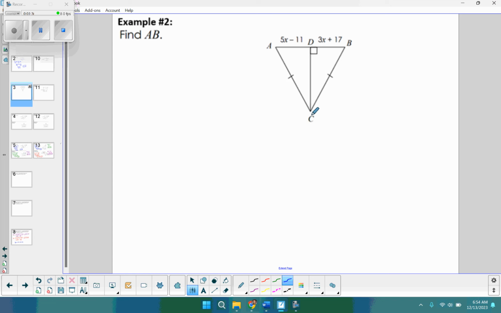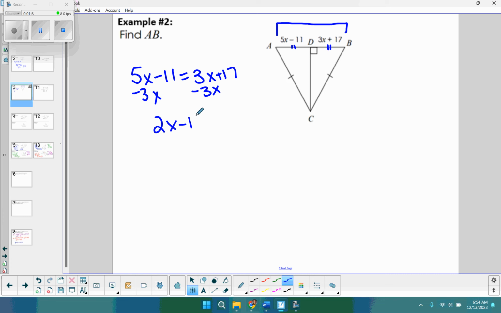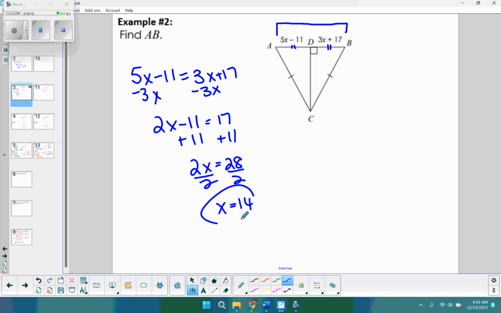Similarly, here I know that C is equidistant from A and B, meaning C is on the perpendicular bisector, which tells me that these are the same. They do want me to find AB when I'm done, so I'm going to start by finding x, and I'm going to plug it into one of them and double it. So we'll start with 5x minus 11 equals 3x plus 17. And we end up with x is 14.